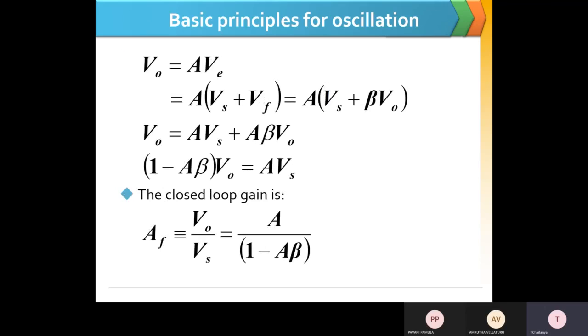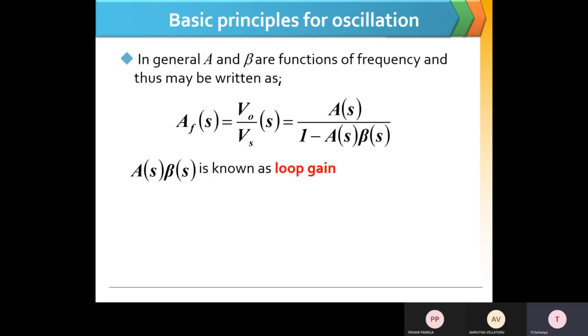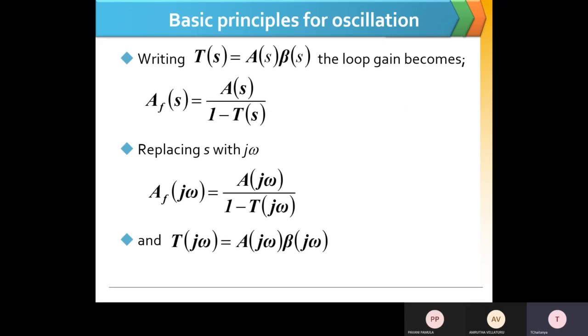From the overall expression, I got the amplification factor equal to V naught by Vs, that is A by 1 minus A beta. This is the loop gain. Coming to the transfer function, T of s equals the amplification factor into the feedback factor, that is A of s into beta of s. From this standard equation, Af of s equals A of s by 1 minus T of s.